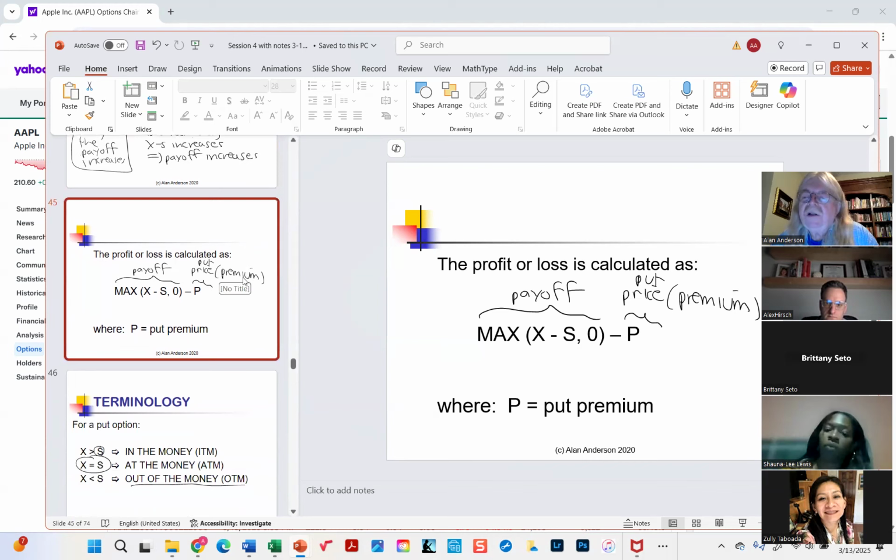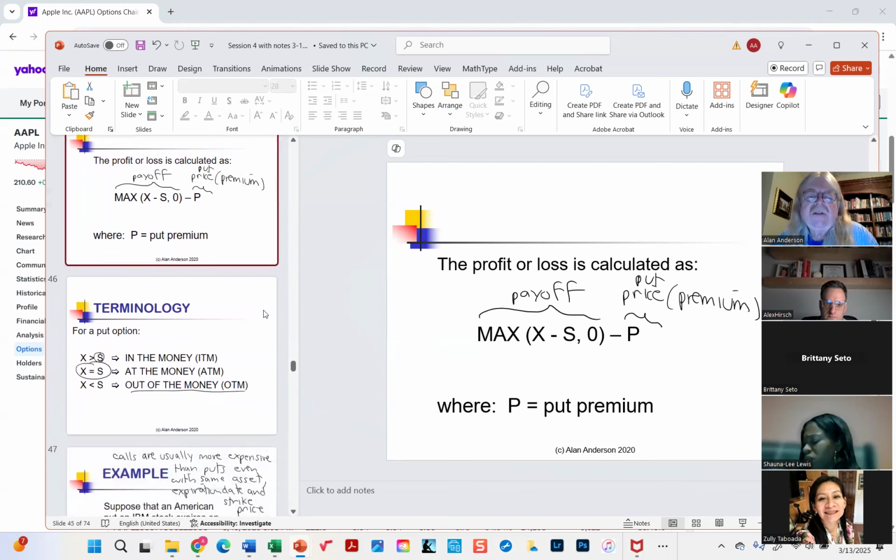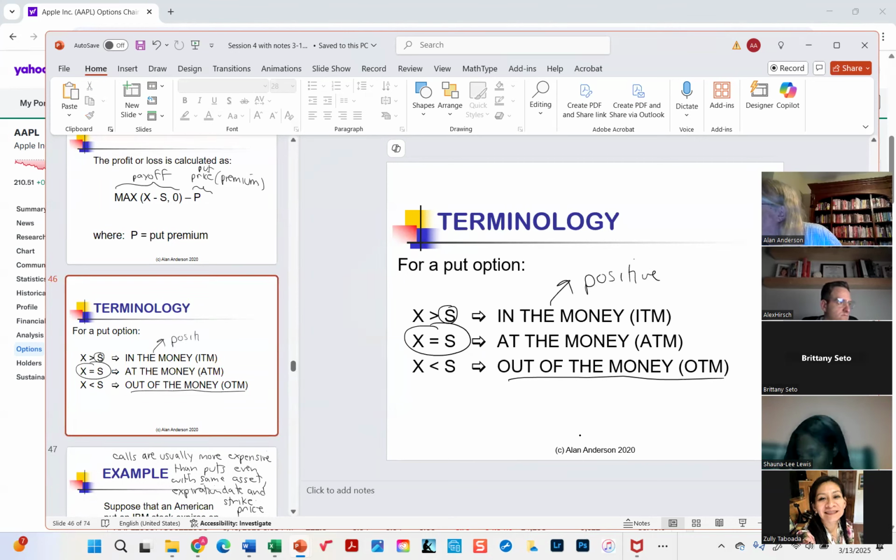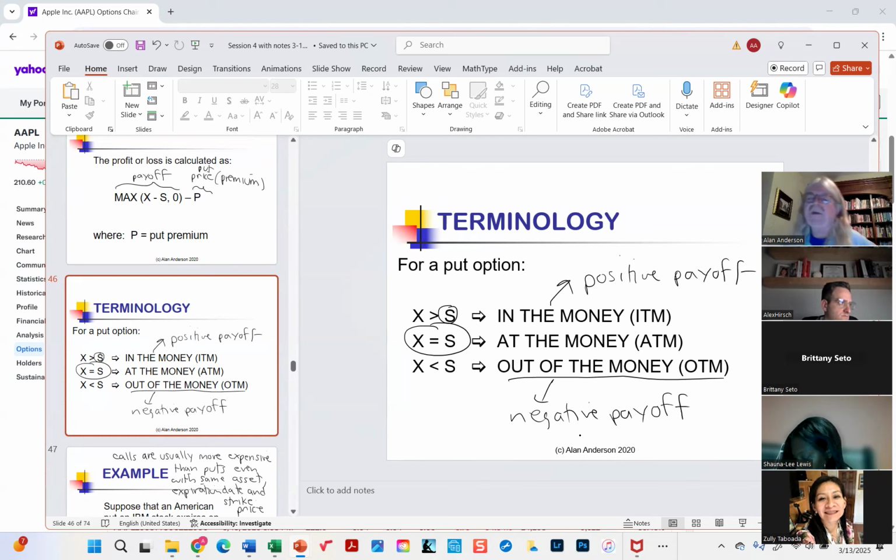Now, the definitions of in and out of the money are reversed from before. At the money doesn't change, but the definition of in and out of the money is reversed for calls and puts. Remember, in the money just means we have a positive payoff. Out of the money means we have a negative payoff. At the money simply means we have a payoff of 0.